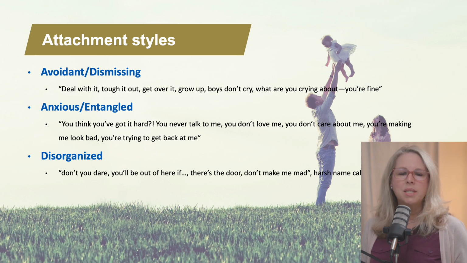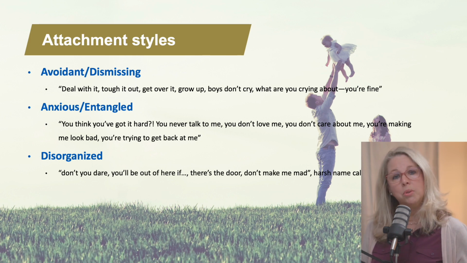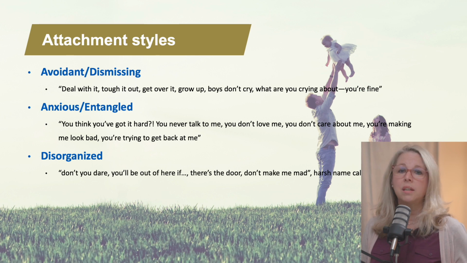On the screen, you'll see some of the verbal messages that might come from a parent with this style of attachment. They all kind of deal with telling the child to get away from them and deal with their problems on their own. Parents with this style tend to have a lot of trouble with physical affection. They might not be physically affectionate with their children. And then, of course, in their communication, they're giving the message: don't need me, don't come to me with your problems. I want you to deal with things on your own.